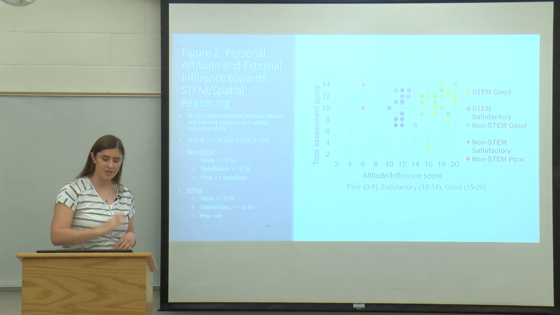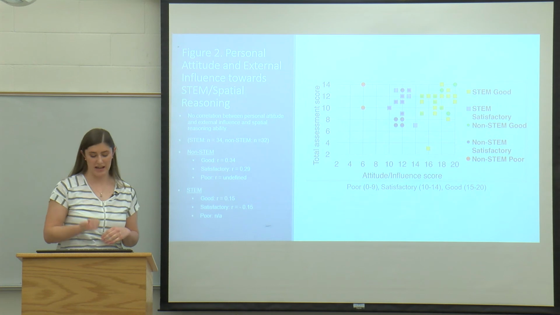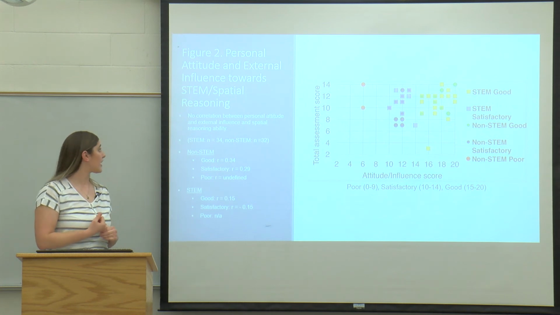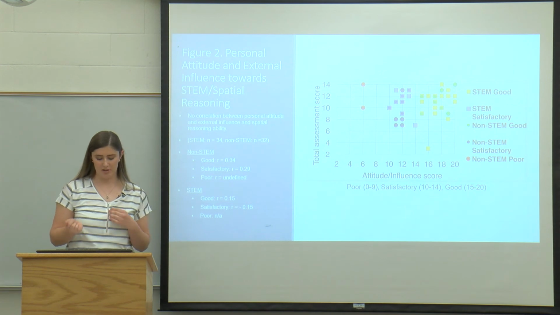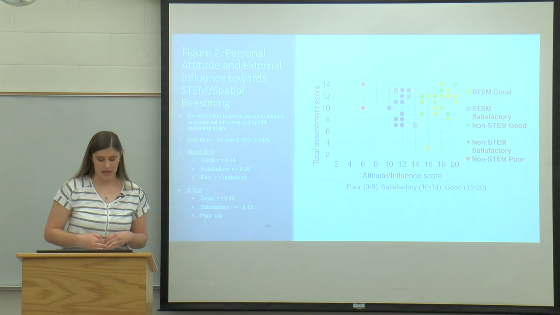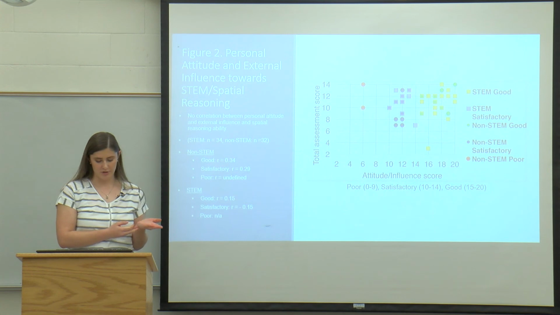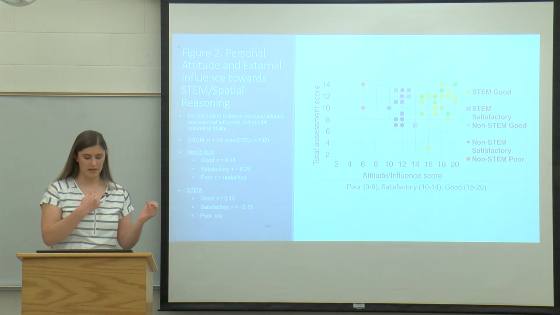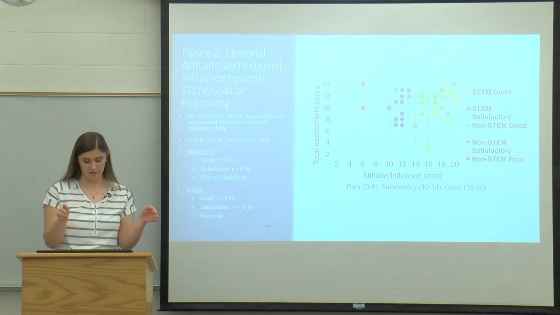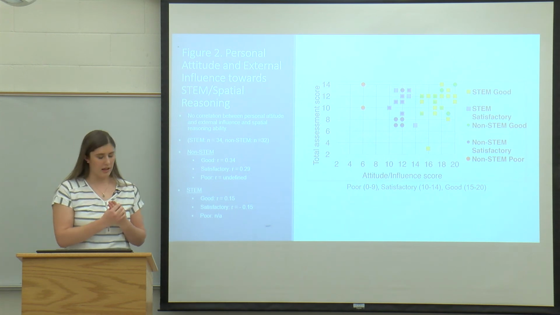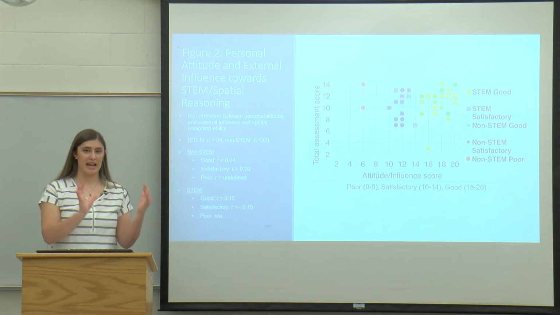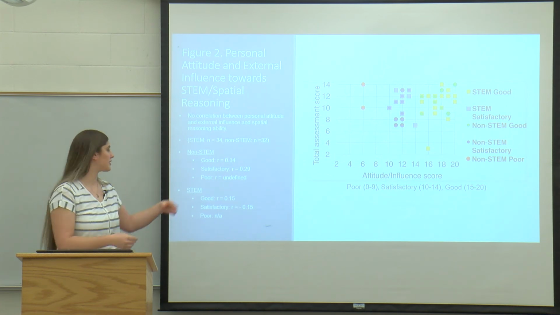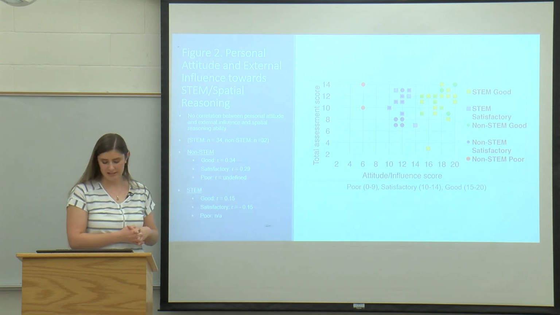And also figure 2 looks at how the participants' attitude and influence affects their spatial score. So each subject was categorized based on their personal survey score. If they had positive influences towards STEM and spatial reasoning, they were given a score between 15 and 20, which was labeled as good. And then if they had a negative influence, they were labeled as satisfactory and poor, with scores labeled here, as you can see.